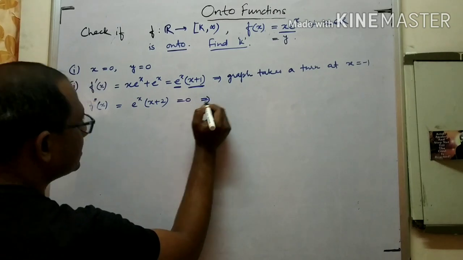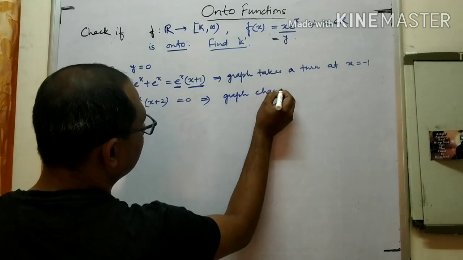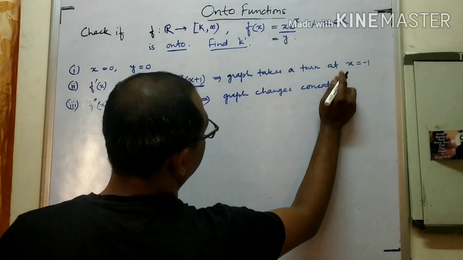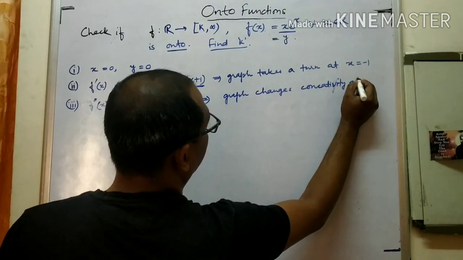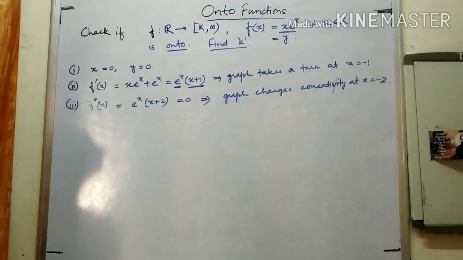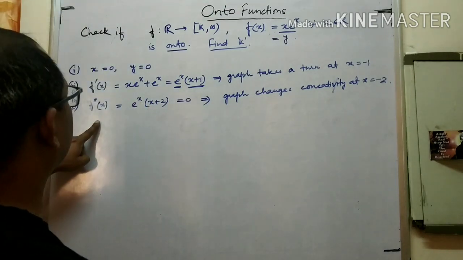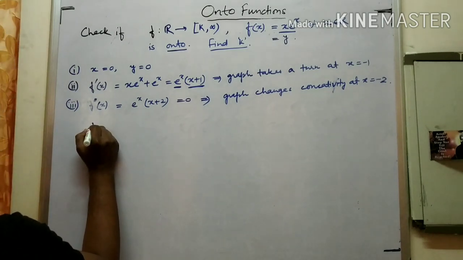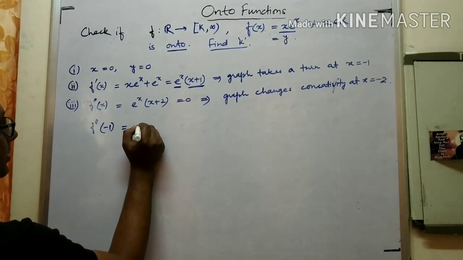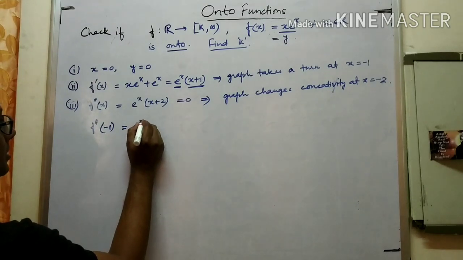Equal to 0 implies the graph changes concavity at x equal to minus 2. Right? Can I find out the maximum and minimum value? F double dash at minus 1, f double dash at minus 1 is e to the power minus 1 into 1.